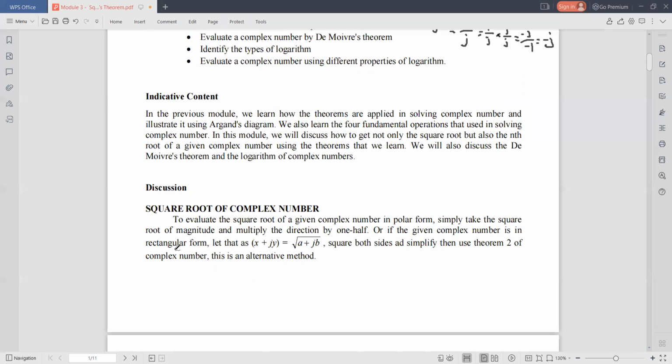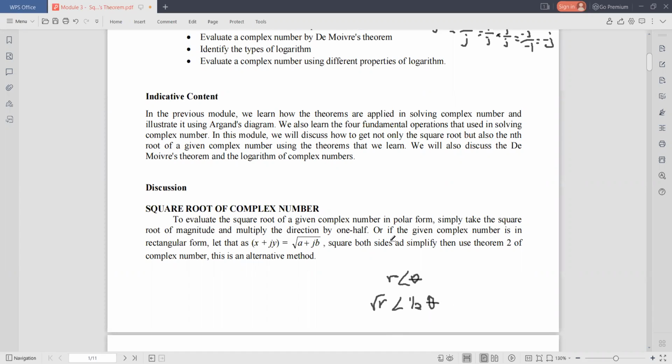Okay, so simply take the square root of the magnitude. So let's say we have the r here, angle of theta. This is your angle in degrees. So your magnitude, ito. So isi-square root lang daw natin yung magnitude. And then, multiply the direction by 1/2 or simply divide by 2. Okay, so meaning your angle now would be 1/2 theta. So this is in polar form. Okay, take the square root of your magnitude, then multiplied by 1/2 your angle.